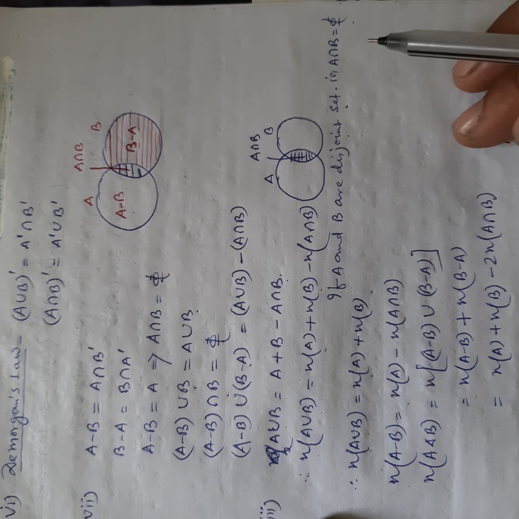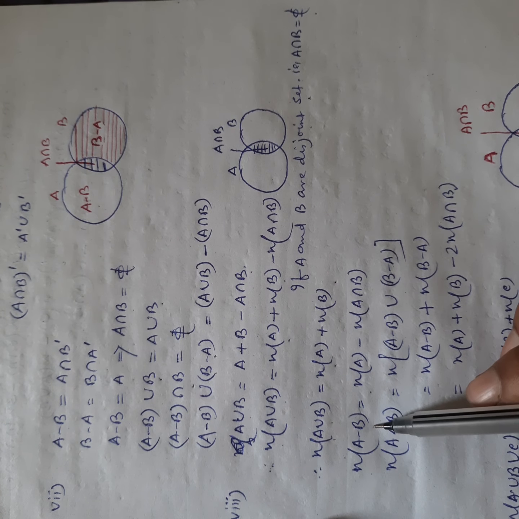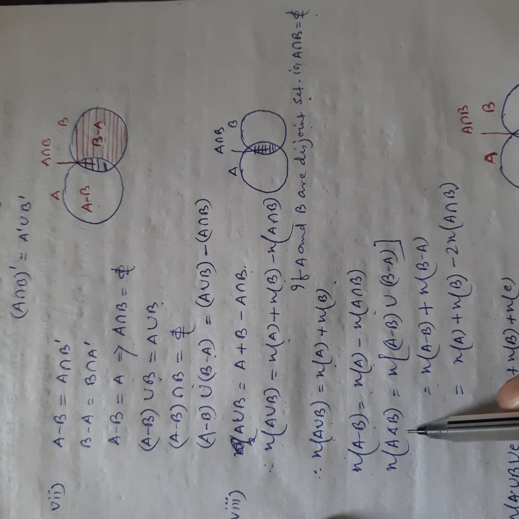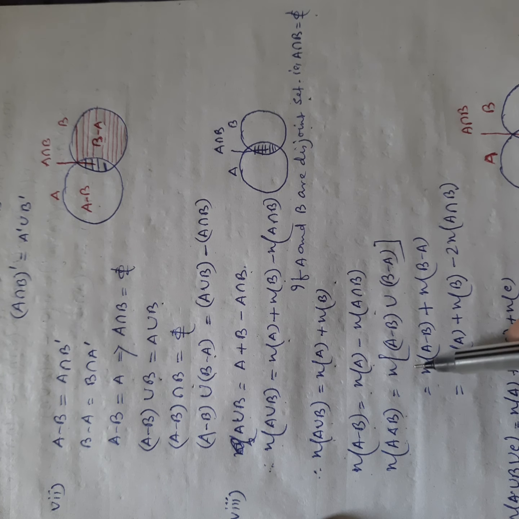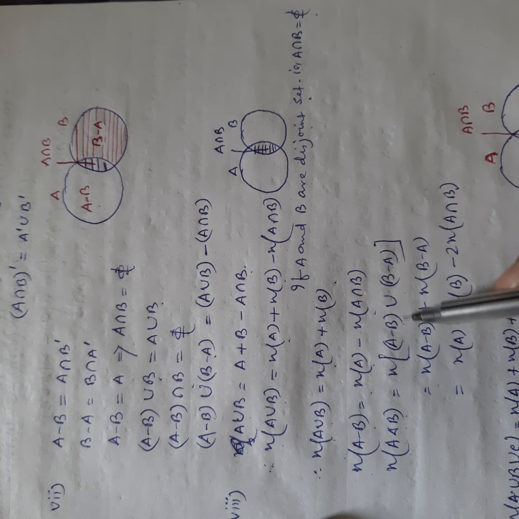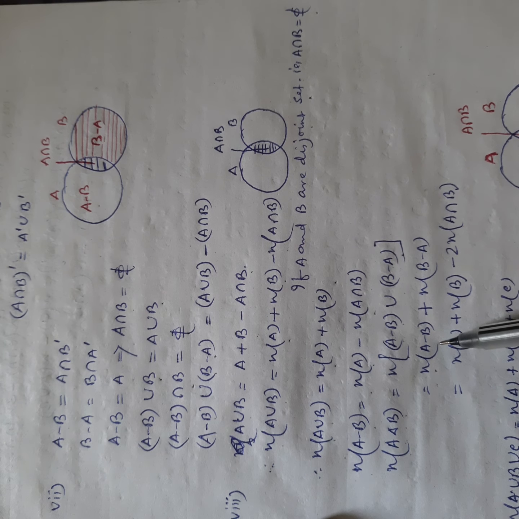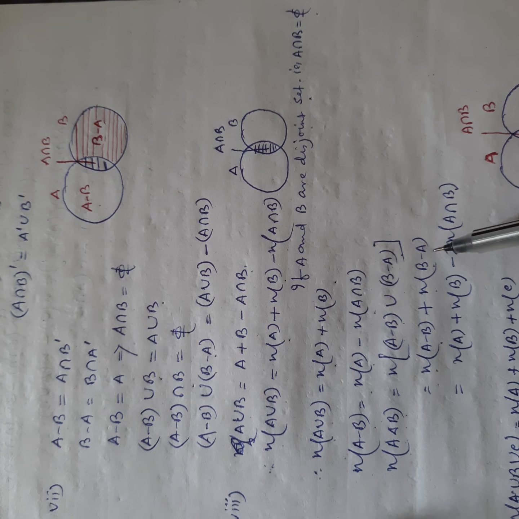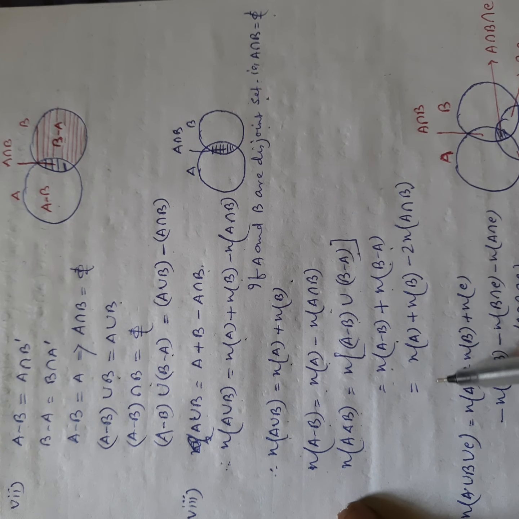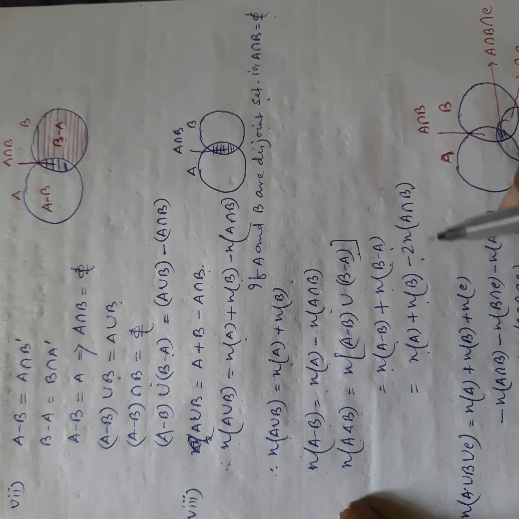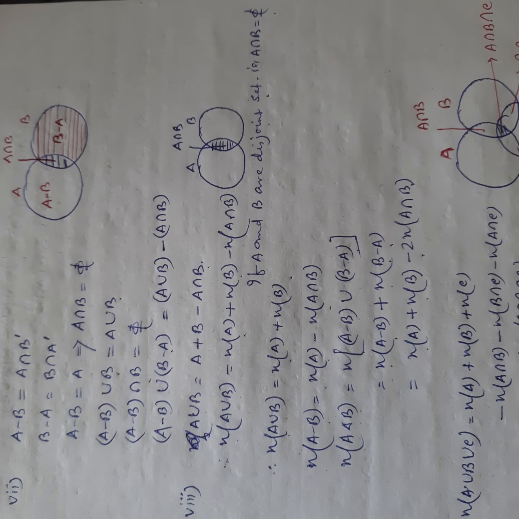From the Venn diagram, we can say that the cardinal number of A minus B equals the cardinal number of A minus the cardinal number of A intersection B. For the symmetric difference A delta B, the cardinal number of (A minus B) union (B minus A) equals the cardinal number of A minus B plus the cardinal number of B minus A, which equals the cardinal number of A plus the cardinal number of B minus 2 times the cardinal number of A intersection B.